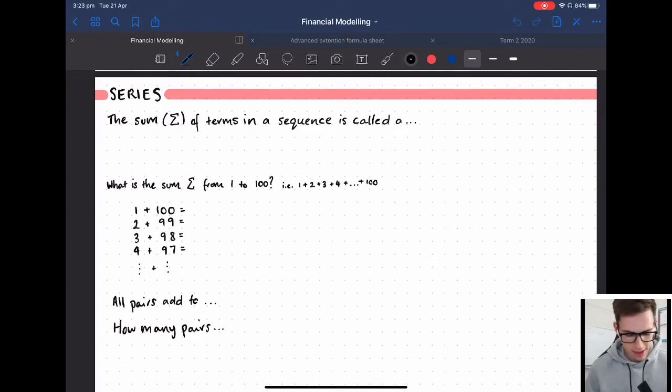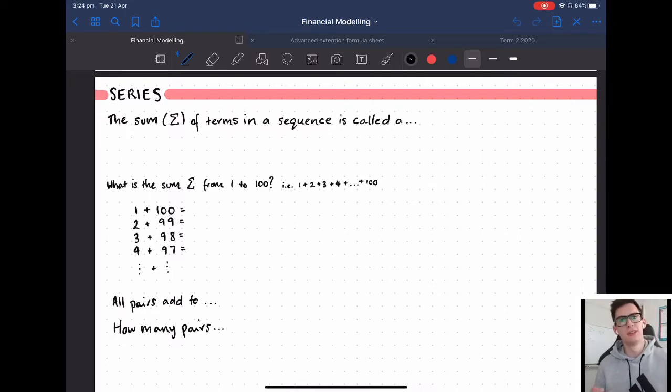Okay, hey guys. This is lesson 2 of financial modeling, which will be all about arithmetic series. So in the last lesson, we looked at arithmetic sequences, which is a pattern of numbers where we're adding on a constant term each time.